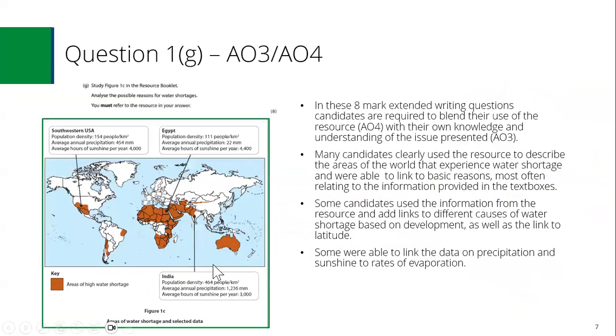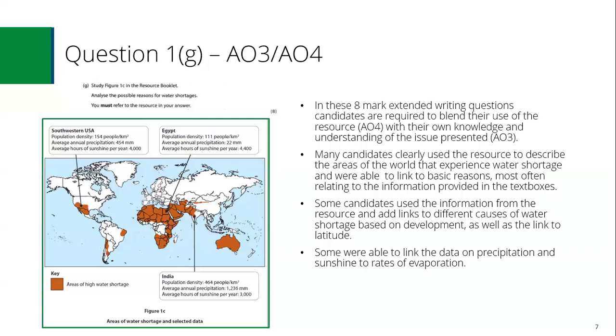In question 1G, it says here, study Figure 1C in the resource booklet. There's a big resource. This is an extract from Paper 2, on pages 21 to 22 of the examiner's report. This was an 8-mark extended writing question, and it required candidates to blend their use of resource, AO4, with their knowledge and understanding of the issues presented, which is an AO3 skill.